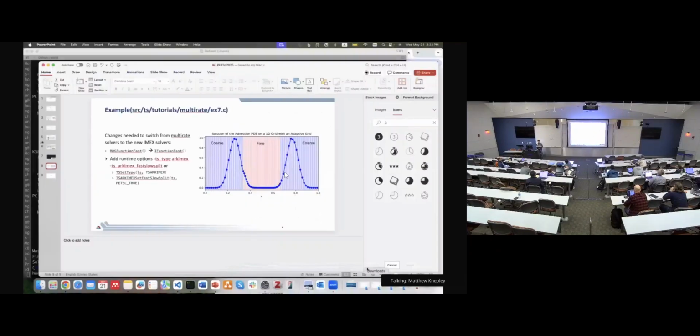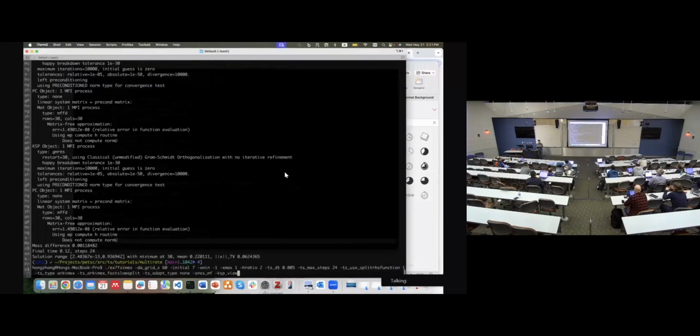Well, if we still have time, I would like to run this problem quickly. This is the 1D advection PDE. I want to use 60 grid points. And I don't have an analytical Jacobian for this problem, so I just use SNESMF so that I have a matrix-free Jacobian.